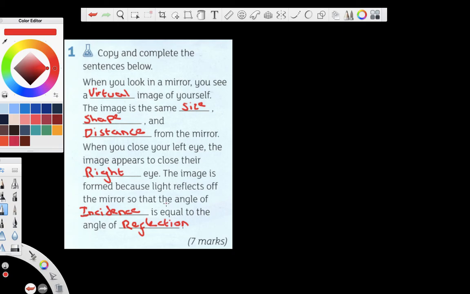So question 1 should have read, when you look in a mirror, you see a virtual image of yourself. The image is the same size, shape, and distance from the mirror. When you close your left eye, the image appears to close their right eye. The image is formed because light reflects off the mirror so that the angle of incidence is equal to the angle of reflection.